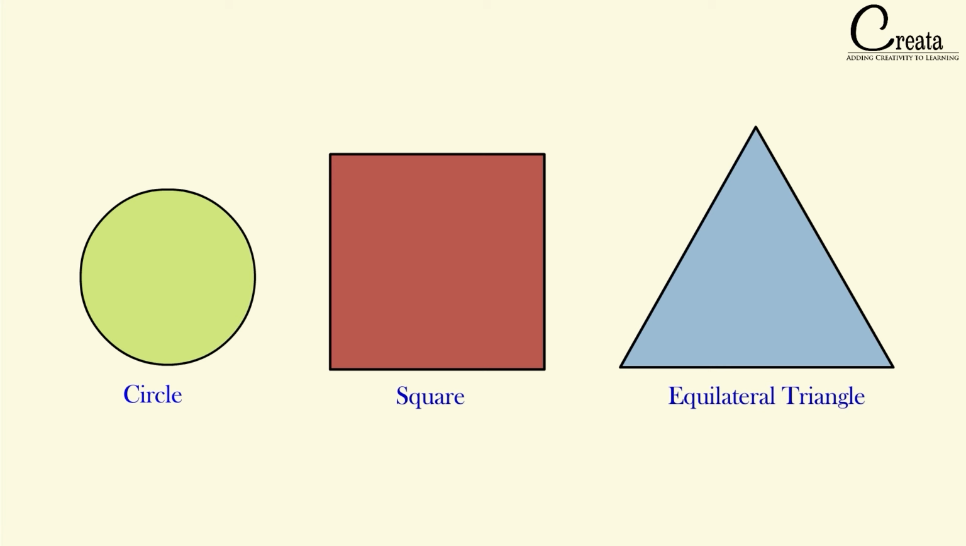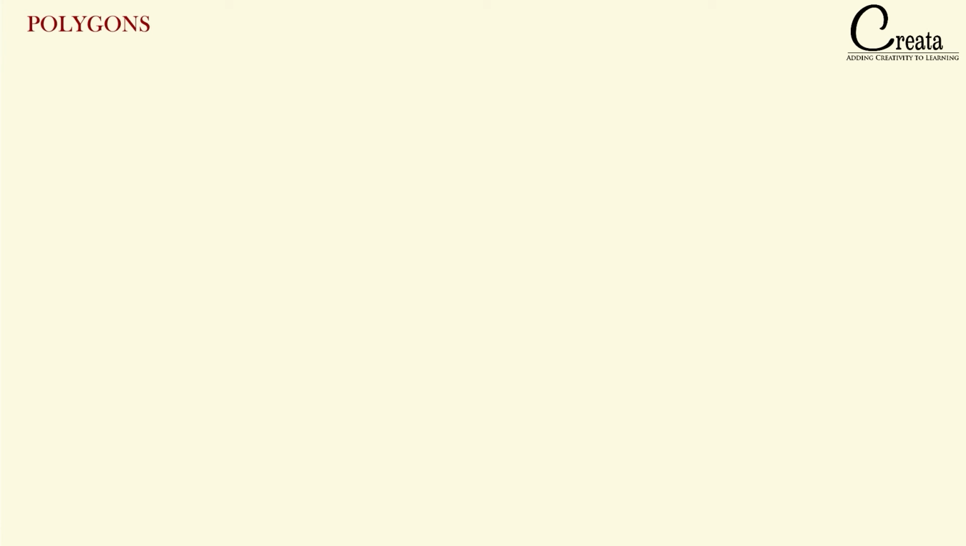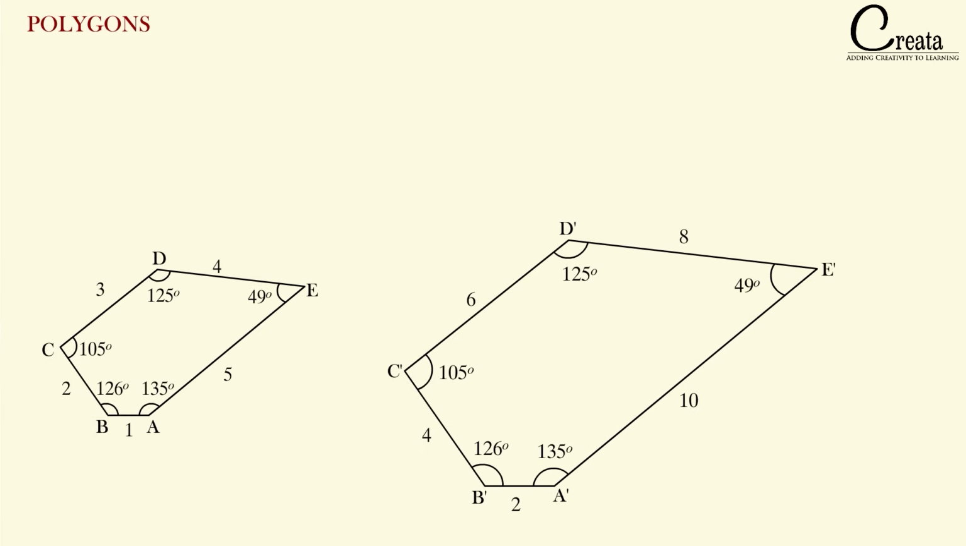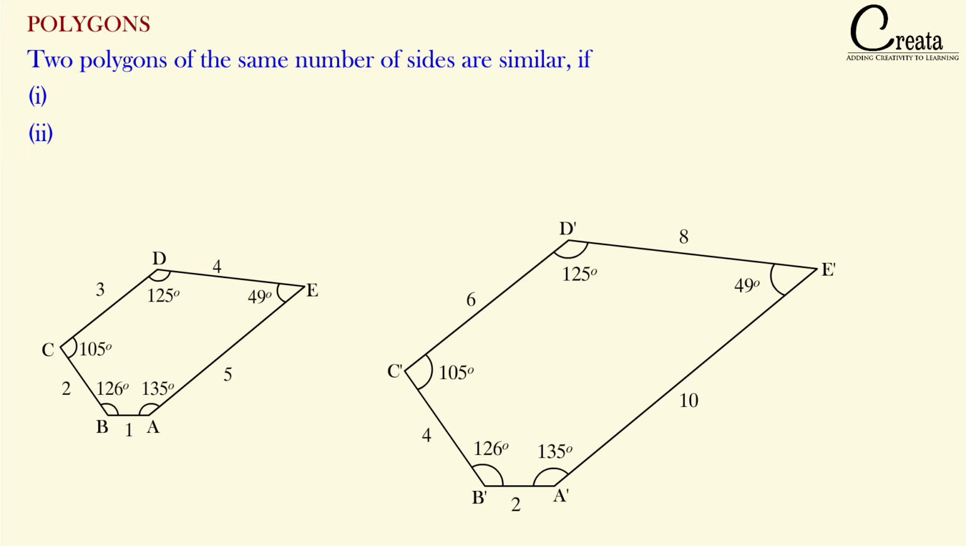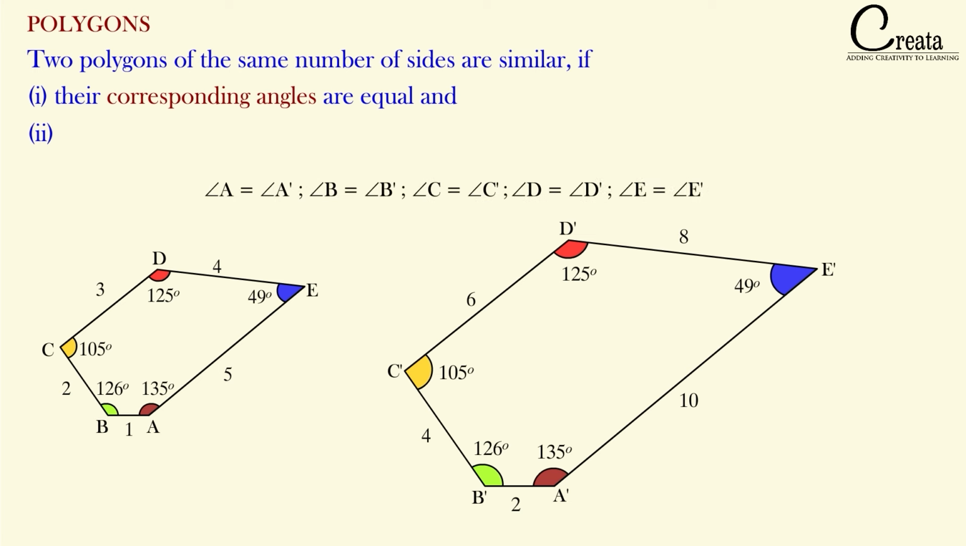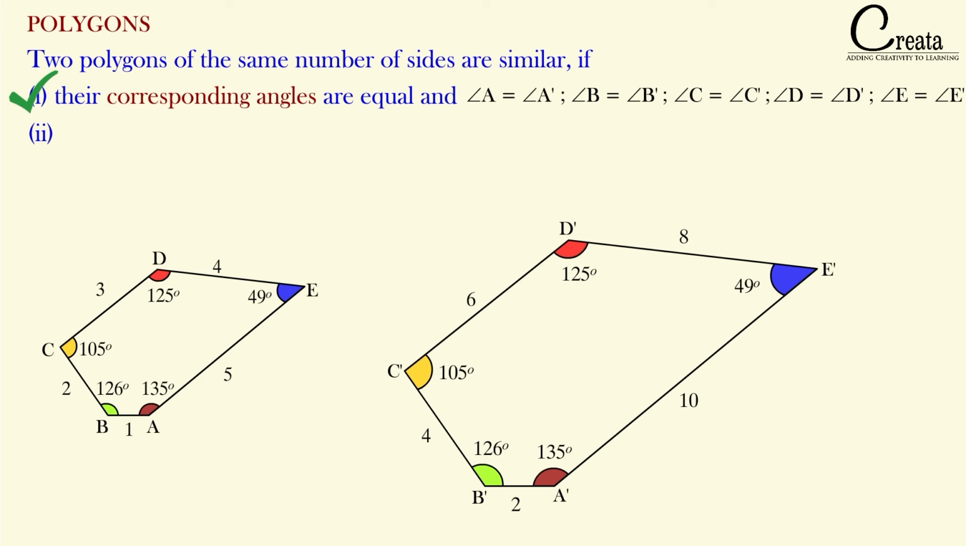Got it? Moving further, let's talk about the similarity of polygons: how we can check whether any two polygons or any two figures are similar or not. In the case of polygons, we have two conditions. If the two conditions match, then we can say the given polygons are similar to each other. The first condition is that the corresponding angles should match each other. Here in these two figures, these are the corresponding angles. If all the respective corresponding angles are equal to each other, we can say our first condition is satisfied. That is, the corresponding angles of both figures should match each other.